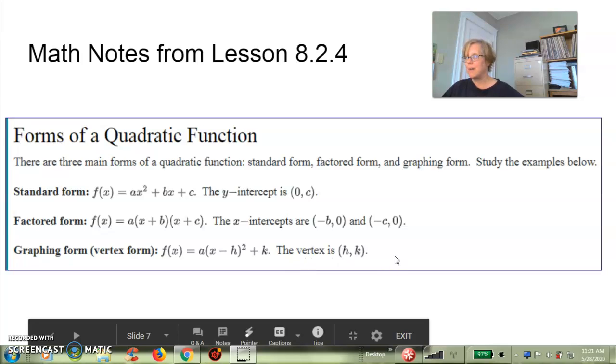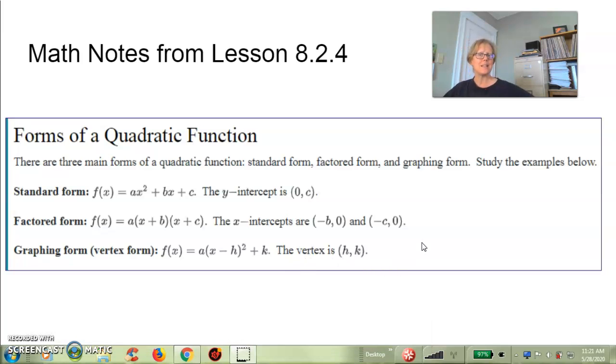Again, that was the whole point of this lesson, to get those three formats down and see how each of them can help you sketch a quick drawing of the parabola. All right, and that's it.